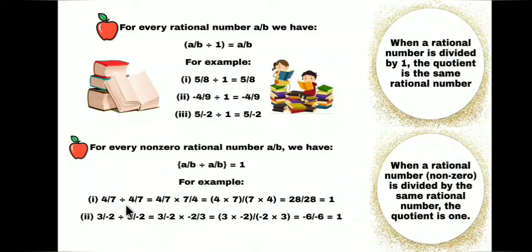4 upon 7 divided by 4 upon 7 is equal to 4 upon 7 into 7 upon 4. We will cancel the common factors. 4 gets cancelled, 7 also gets cancelled, which is equal to 1. 3 upon minus 2 divided by 3 upon minus 2 is equal to 3 upon minus 2 into minus 2 upon 3, which is equal to 3 into minus 2 upon minus 2 into 3. That is equal to minus 6 upon minus 6, which is equal to 1. When we divide any non-zero rational number by the same rational number, the quotient is always 1.